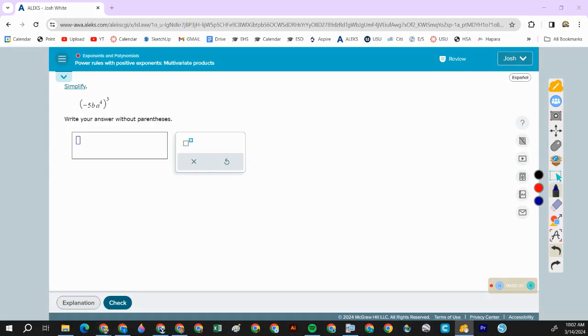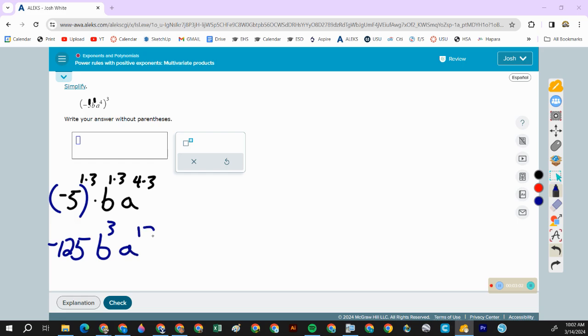Okay? Each one of these has its own exponent, 1, 1, 4, and 3. So we're going to get negative 5 to the 1 times 3 times b raised to the 1 times 3 and a raised to the 4 times 3. So negative 5, and that negative is inside parentheses. So negative 5 times negative 5 times negative 5 is negative 125. And then b to the 3rd, a to the 12th.